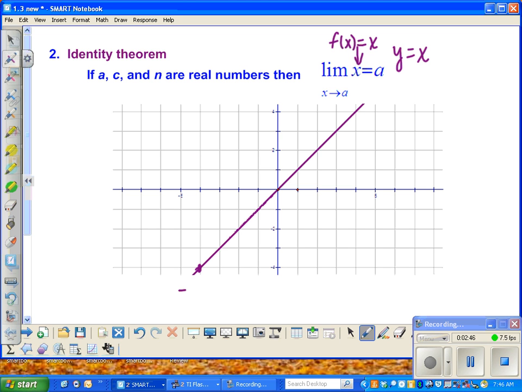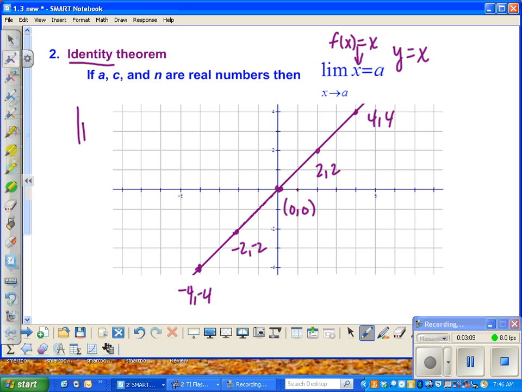If we look at this ordered pair, it's -4, -4. If I look at this ordered pair, it's -2, -2. This ordered pair is 0, 0. This ordered pair is 2, 2. This ordered pair is 4, 4. Why is this called the identity function? This is called the identity function because your x and your y values are the same.